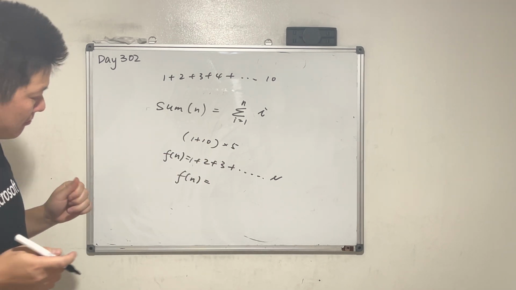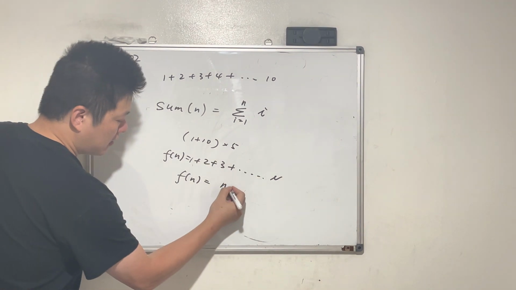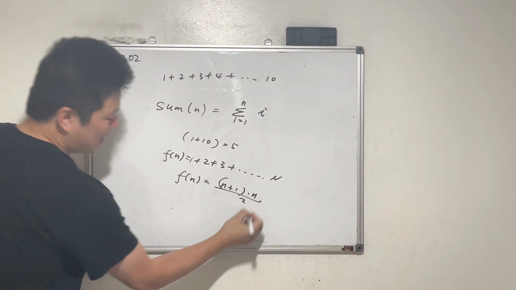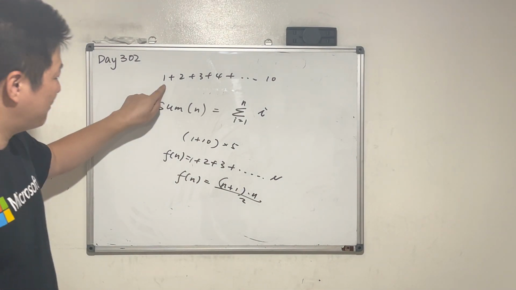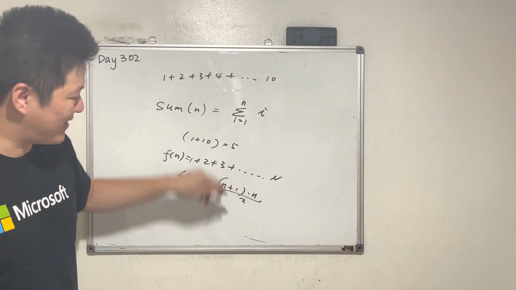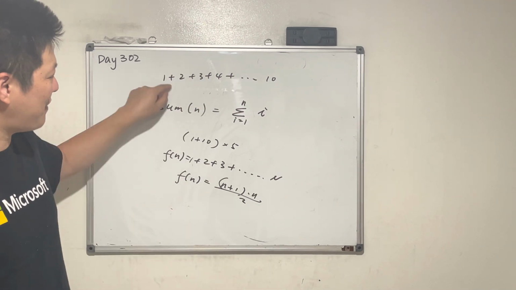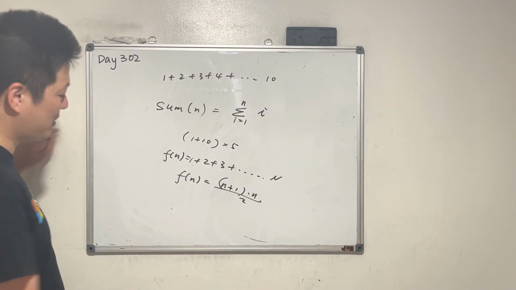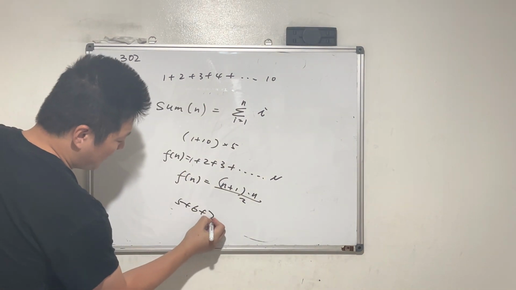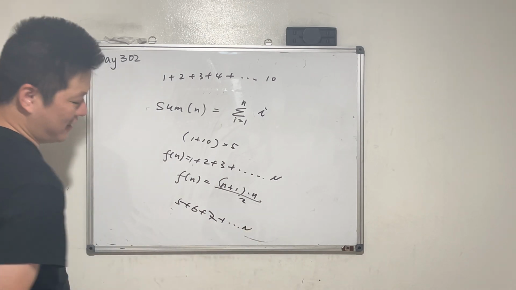Okay, so I think it's n plus the first one, divided by 2, times n divided by 2. First item and last item, and how many items, then divided by 2. So it doesn't have to start with 1, right? So look, if it starts with 5 plus 6 plus 7 plus up to n, what's the answer?